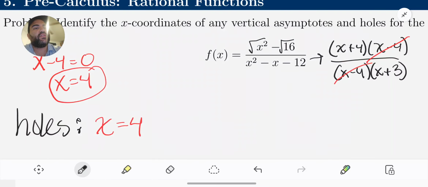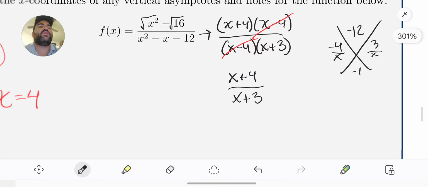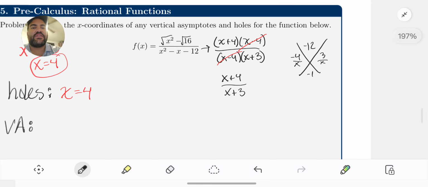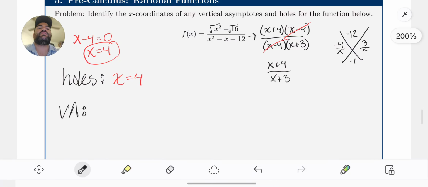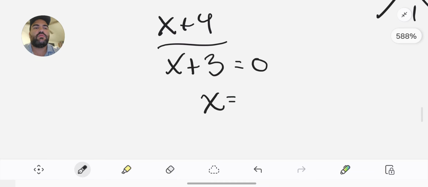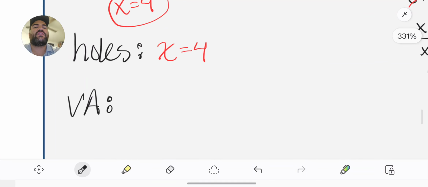Now we're left with what we're left with. So we just have x plus 4 over x plus 3. So we only have to look at this now. So we took the hole out. And to find vertical asymptotes, you set the bottom equal to 0. So the bottom is x plus 3. Set it equal to 0. That's the VA.